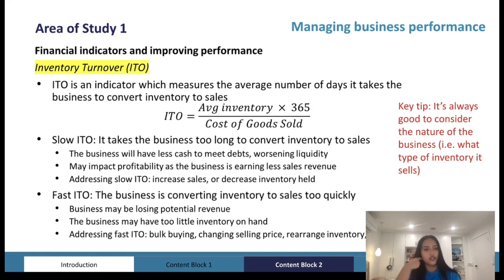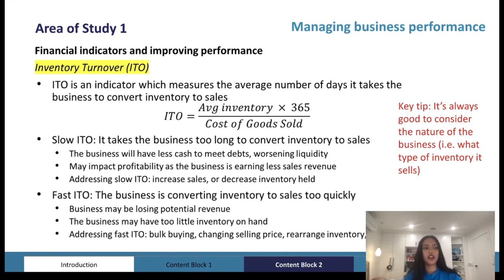So when inventory turnover is slow, it means that the business is taking too long to convert its inventory into sales. This might mean that sales is too little, but it also might mean that the business has too much inventory on hand. So they're ordering more inventory than they're able to sell, which is resulting in kind of inventory piling up in their store. So that just might mean that the business needs to purchase less inventory at a time.